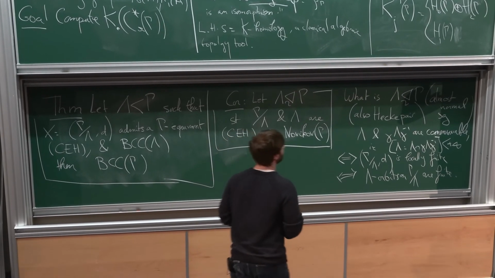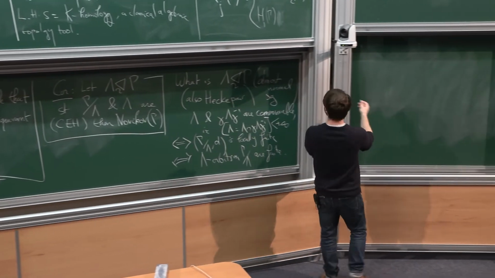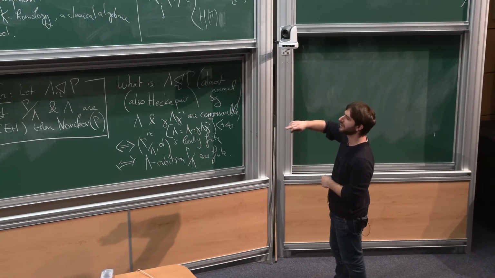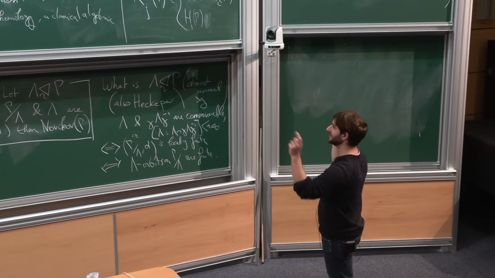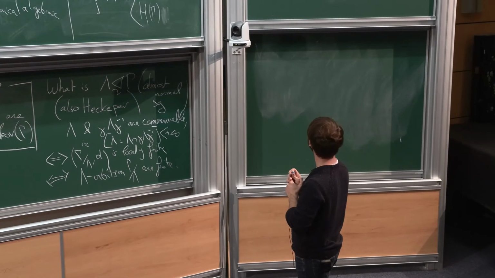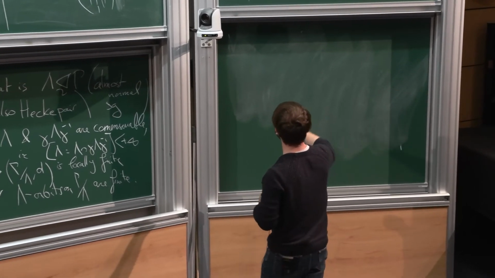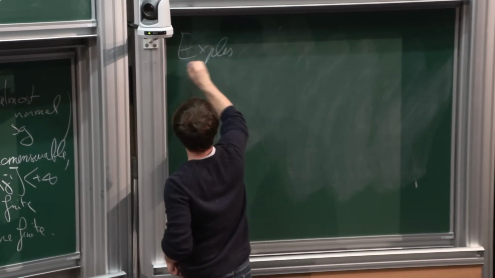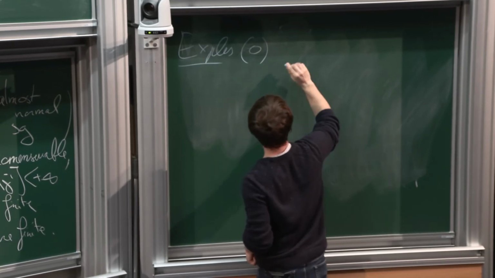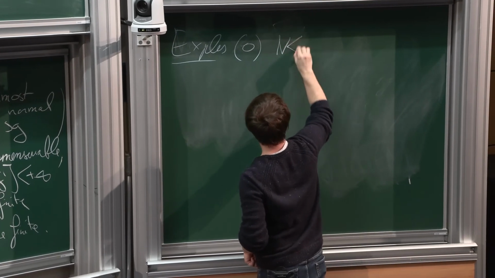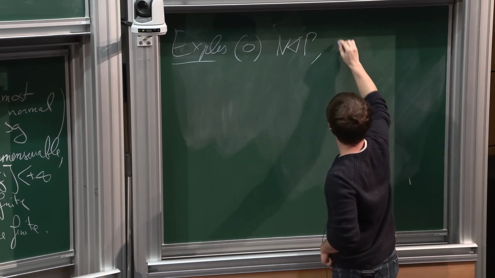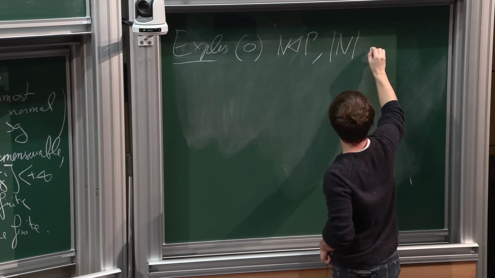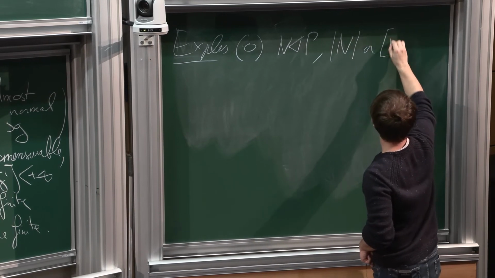So maybe some examples. Okay, I don't know, I will continue here. Examples. So of course you have normal subgroups, and also if the index is finite.